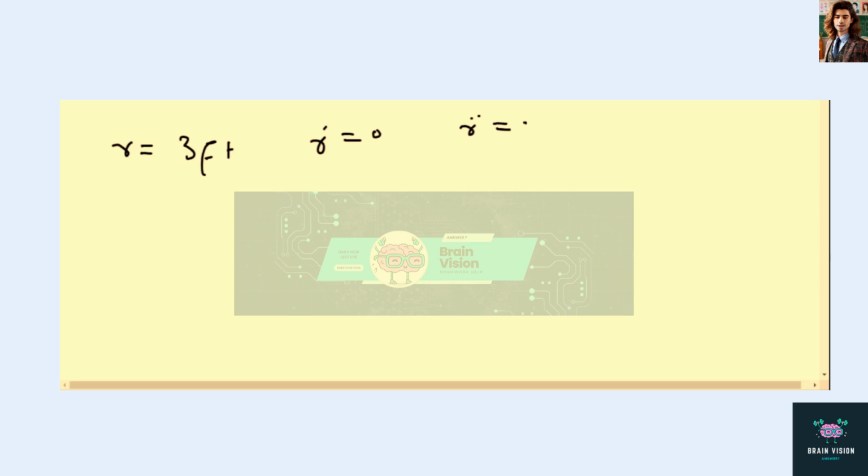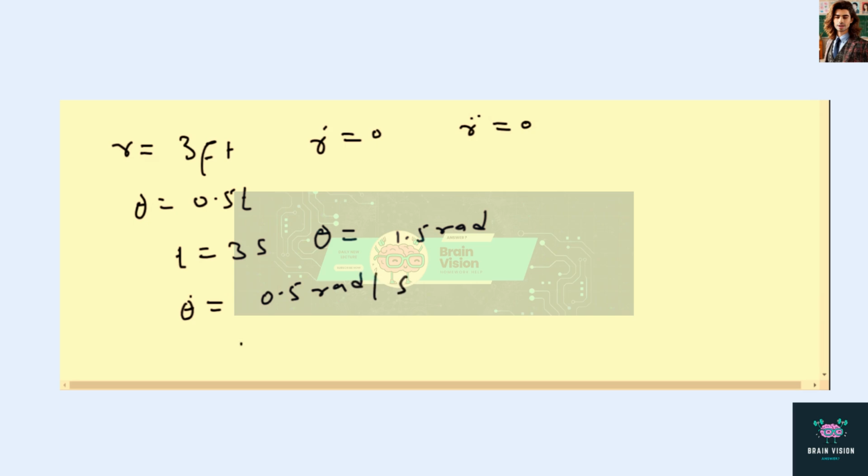R is equal to 3 feet, and this implies that R dot is equal to 0 and R double dot is also 0. Theta is equal to 0.5t, and t is equal to 3 seconds. Theta is equal to 1.5 radian, and theta dot is equal to 0.5 radian per second. Theta double dot is equal to 0.